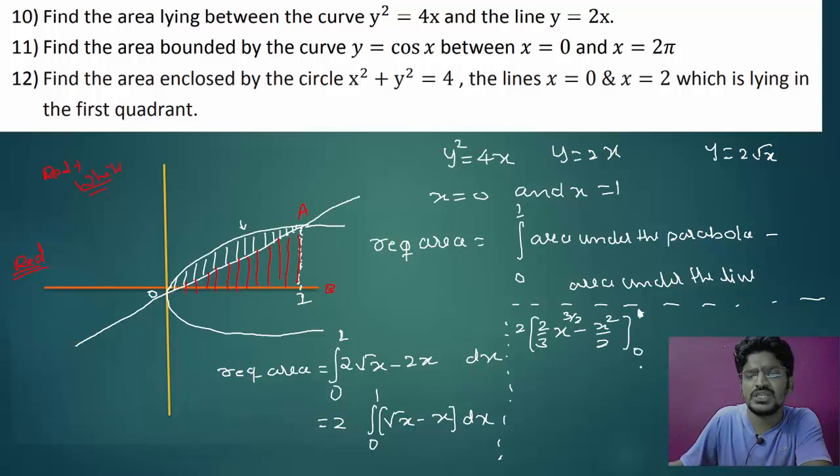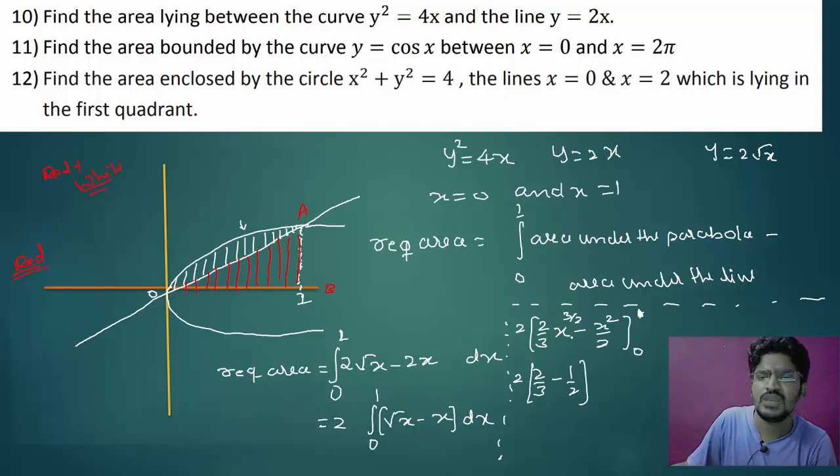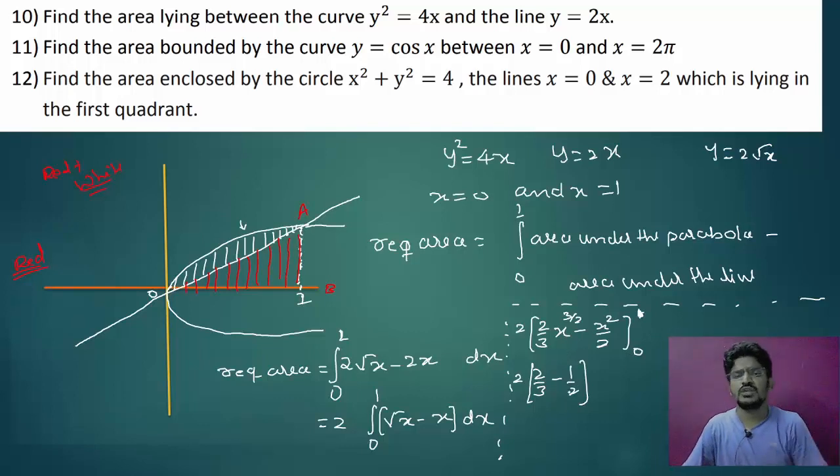Okay, so lower limit is 0, leave it, no problem. 2 times 1 to the power of anything is 1, so that is 2 by 3 minus 1 by 2. So 2 times (2 by 3 minus 1 by 2). Upper limit is 1, you put 1. Lower limit is 0, no problem. It will not give any issues. So 2 times (2 by 3 minus 1 by 2).